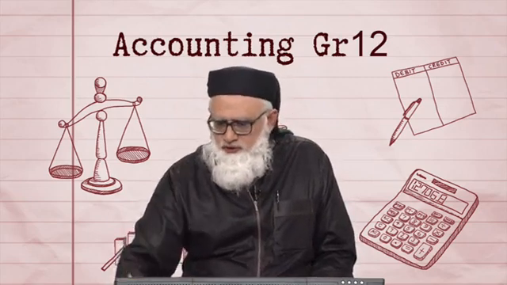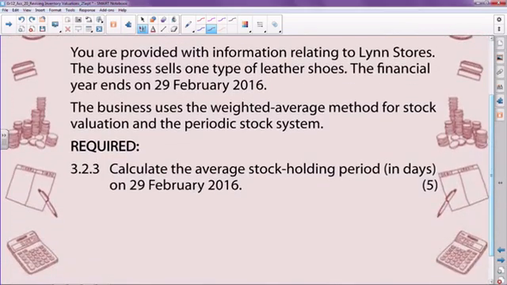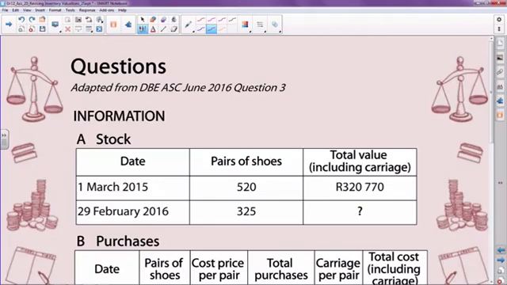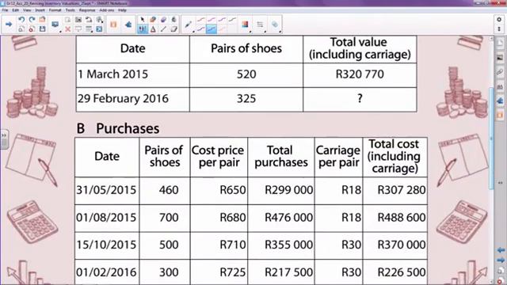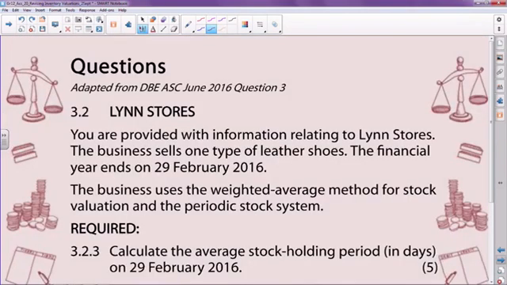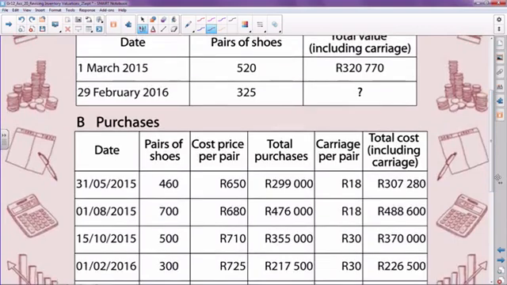Now we have to calculate. It says here, calculate the average stock holding period in days on the 29th of February 2016. There's your information, guys, and you now have 1 minute to complete this calculation. Remember, you're calculating your average stock holding period. They want the answer in days. Go for it. 1 minute starts now.